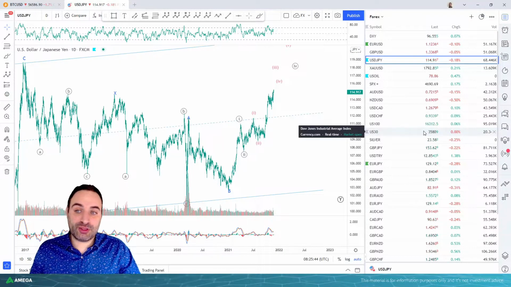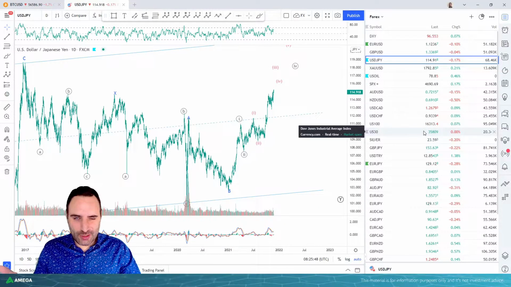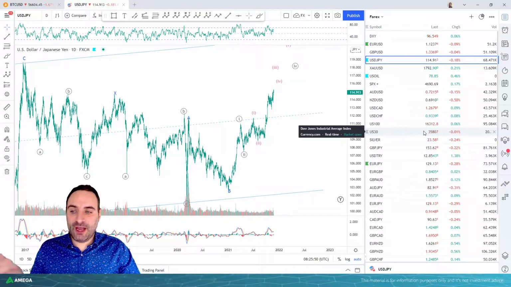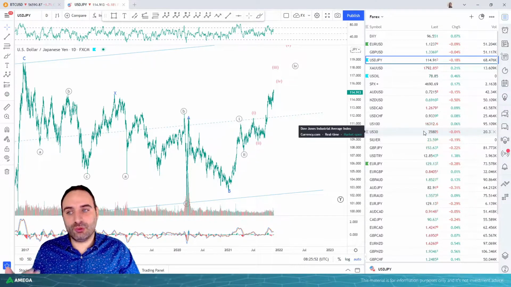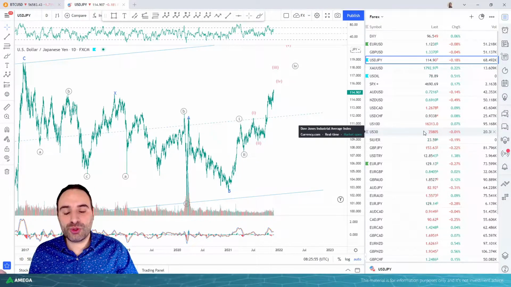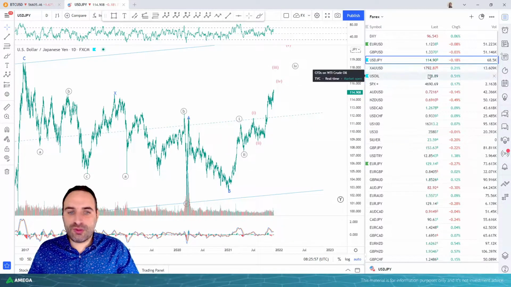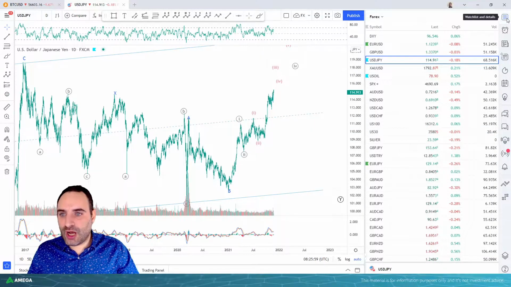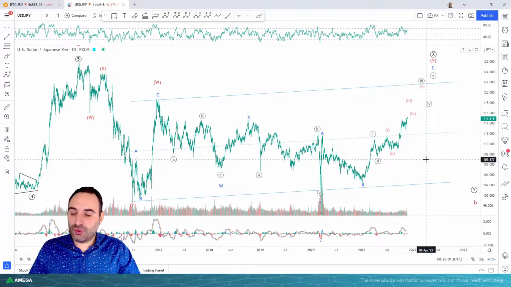And dollar yen, because actually all three of them have good potential either to the upside or to the downside. I'm going to offer you the main scenario, and I will explain why it is my main scenario, and I will also give you alternative options. So without further ado, let's start off with the dollar yen.